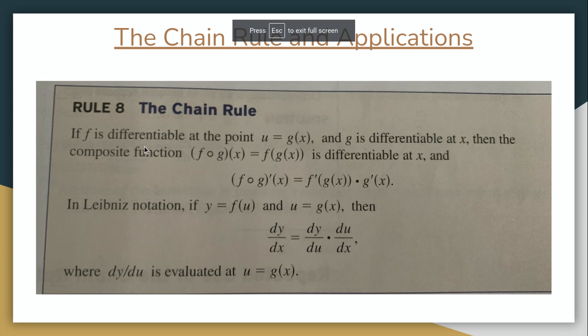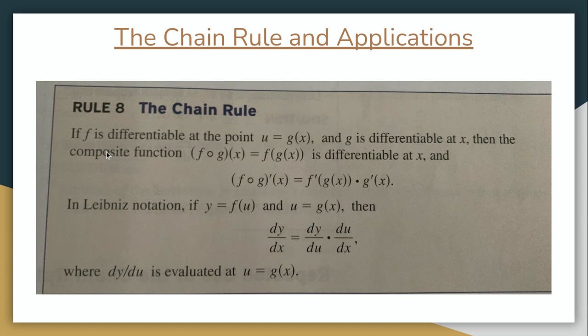Our function f has to be differentiable at the point u of x, or sorry, at the point g of x. And g has to be differentiable at x. Otherwise, we can't find the derivative of the whole function. Do you get why this criteria is necessary for the chain rule to work? That definitely makes sense. Cool. And don't be afraid to tell me if things need a little more reiteration. Okay, I will. But that does make sense.